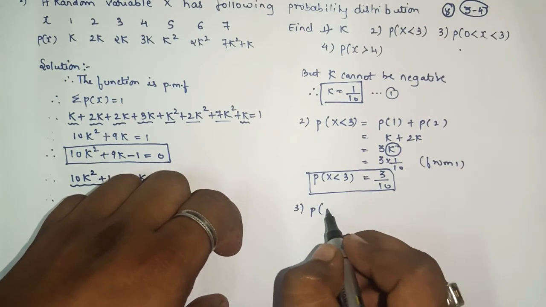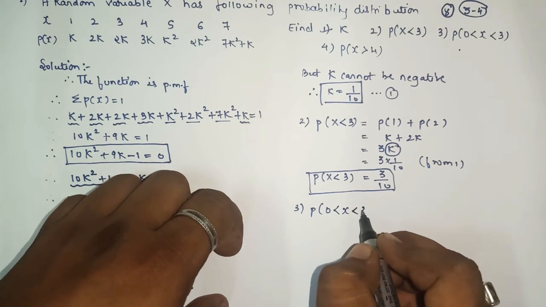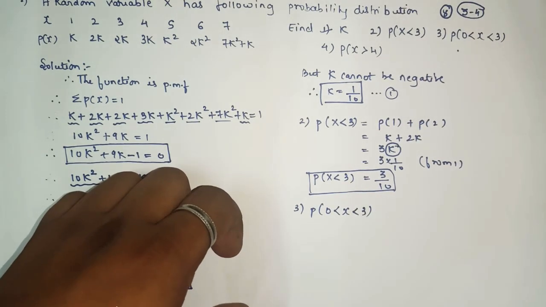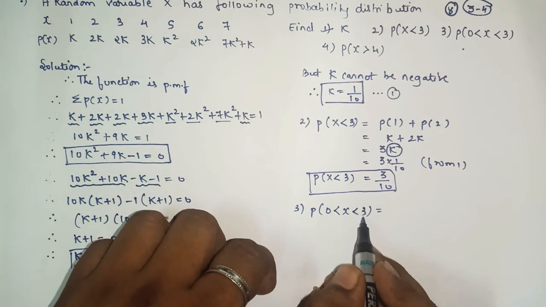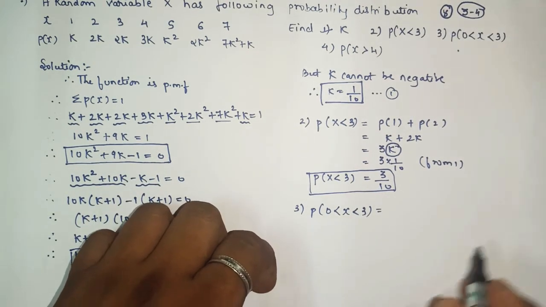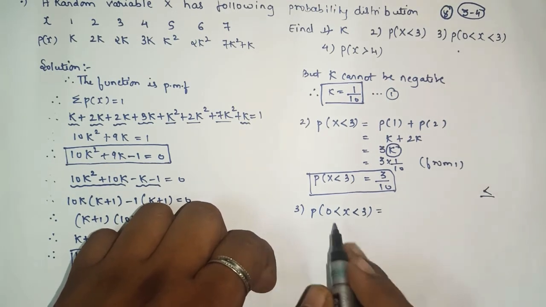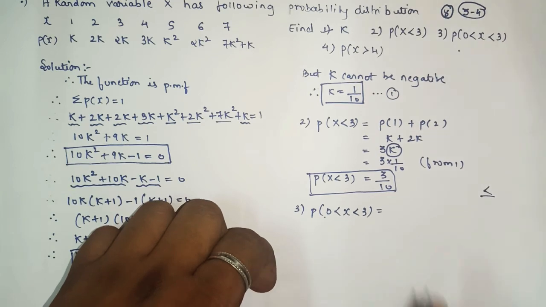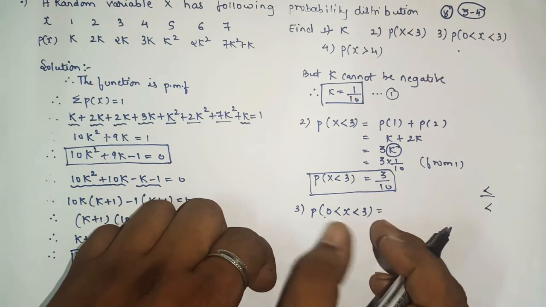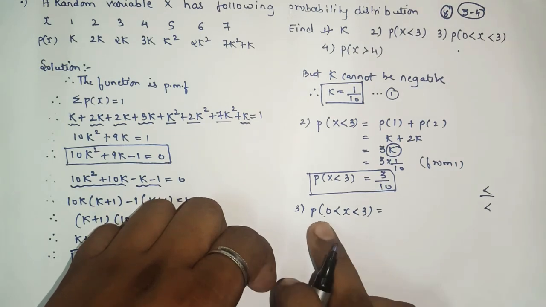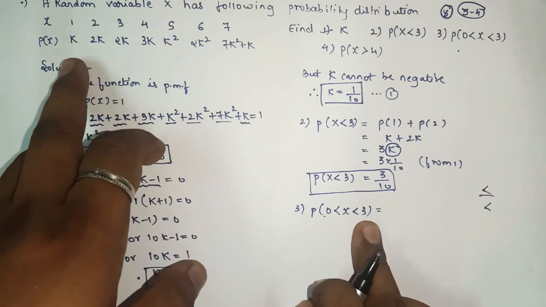P of 0 less than x less than 3. It means the value of x lies between 0 and 3. As I told in the last lecture, when it says less than or equal to, you have to include these two values. If it says only less than, you have to include only the middle value and skip these two numbers. So x lies between 0 and 3.